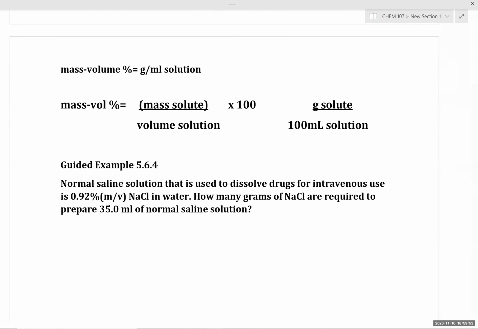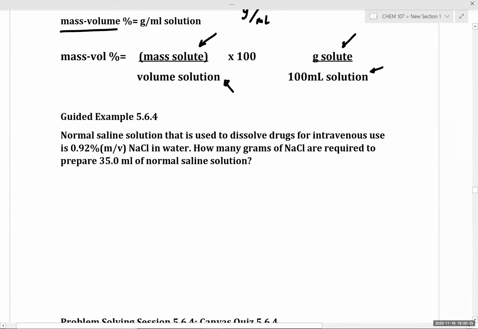And let's look at the next major expression in terms of concentration, which is mass over volume percent. Mass over volume percent is defined as the mass of solute over the volume of solution. It has units of gram per milliliter. That's important. So mass over volume percent can be thought of as the grams of solute per 100 milliliters of solution.